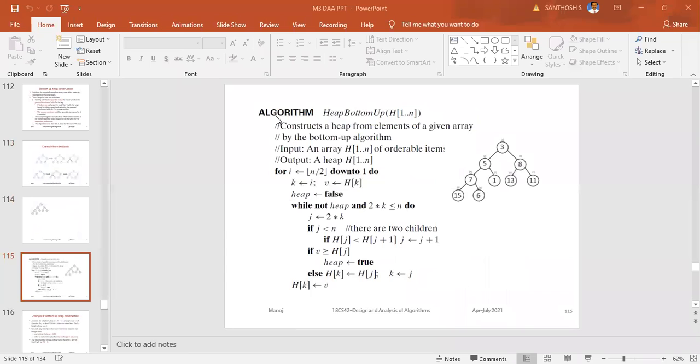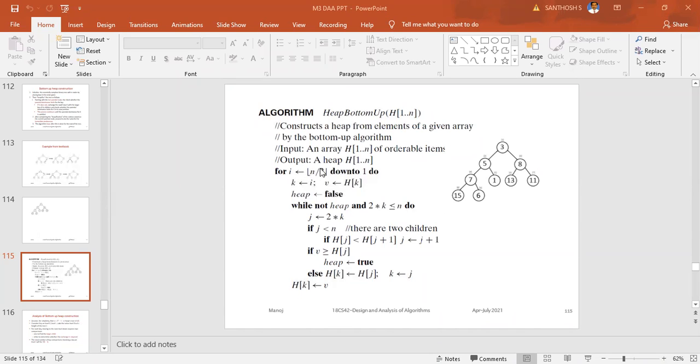Okay. So now you come for the algorithm part. Bottom-up heap. It constructs the heap from the elements of the array using the bottom-up algorithm. So what is the input? H[1..n] of orderable elements. What is the output? Heap H[1..n]. So you are dividing it into two: the parent level, and the other one is the child level.